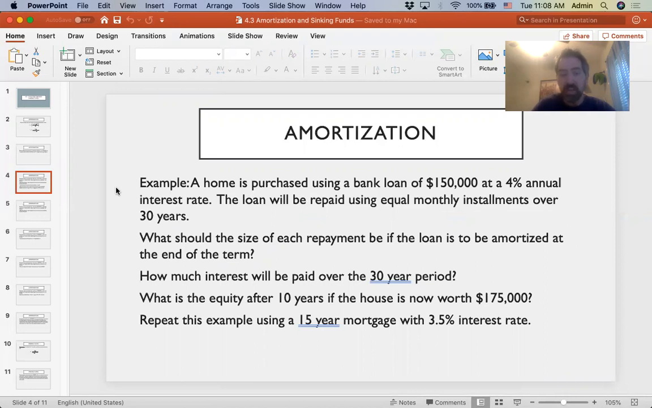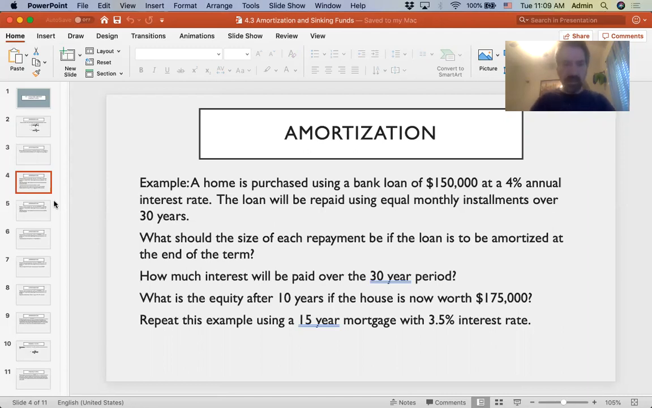What's the equity after 10 years? Equity being how much you would get after you pay off a loan. That's the value of the home, how much money you have built into it. What's the equity after 10 years if the home is now worth $175,000? And then repeat those steps only with a 15-year mortgage with a 3.5% interest rate.